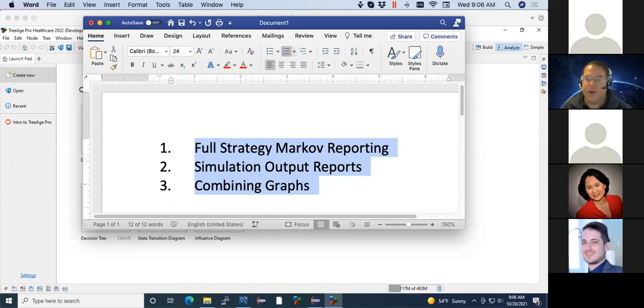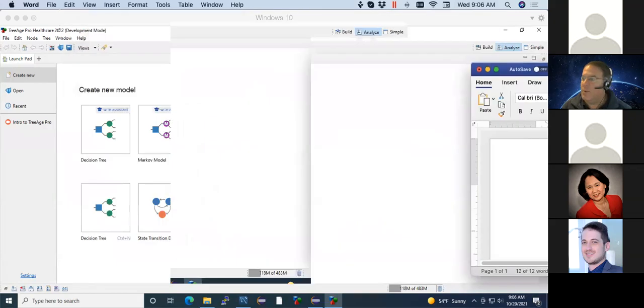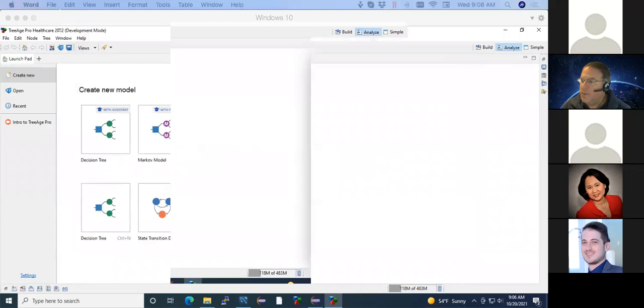Anyway, let's go ahead and get started. So we'll talk about these three things: the full strategy Markov reporting, the changes to the simulation output reports, and combining graphs. Starting with the top one, full strategy Markov reporting.